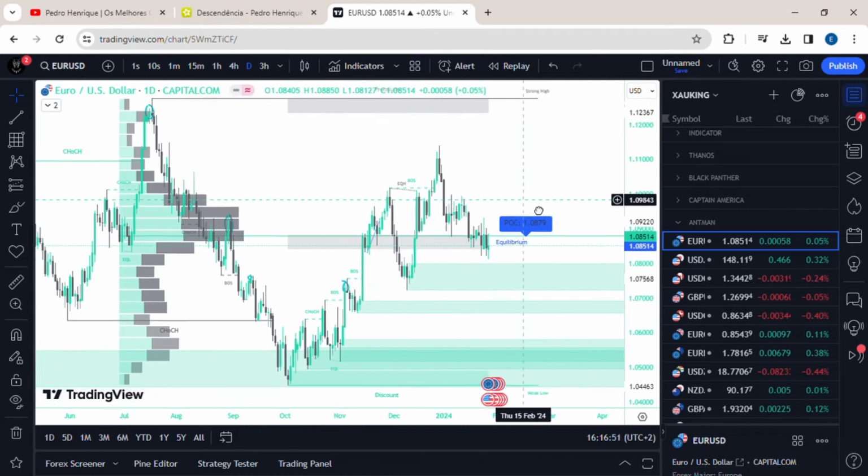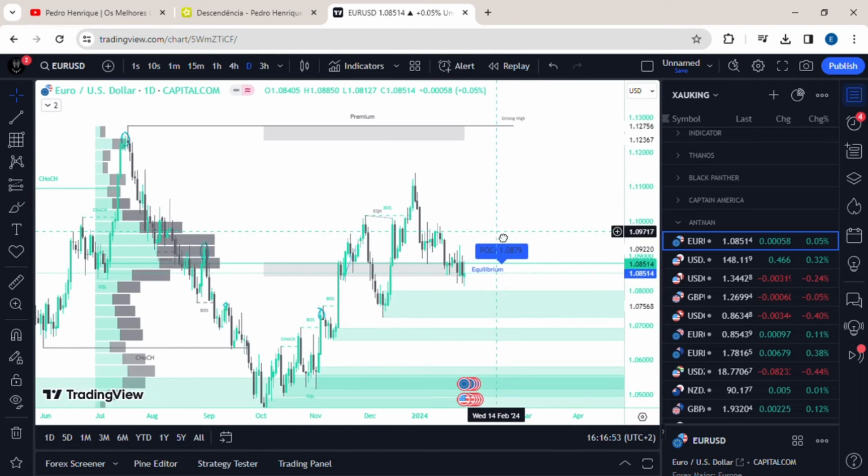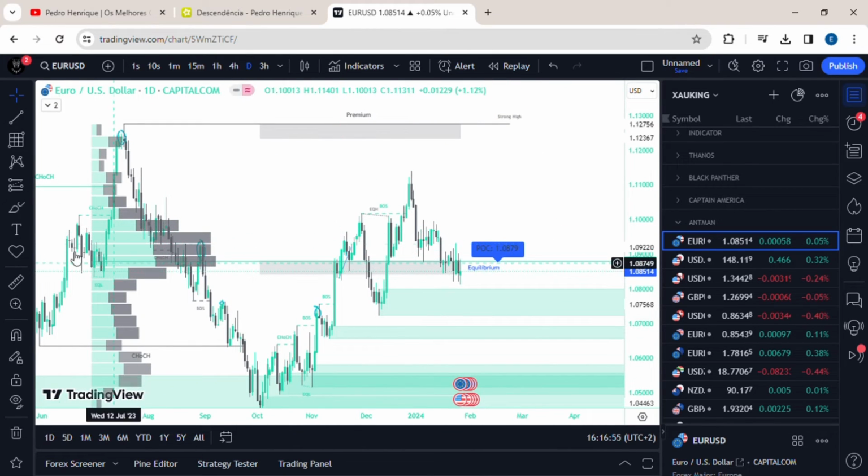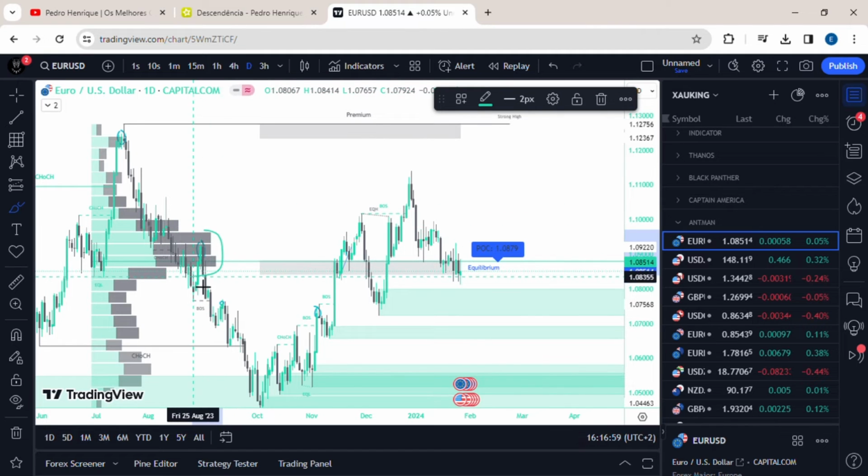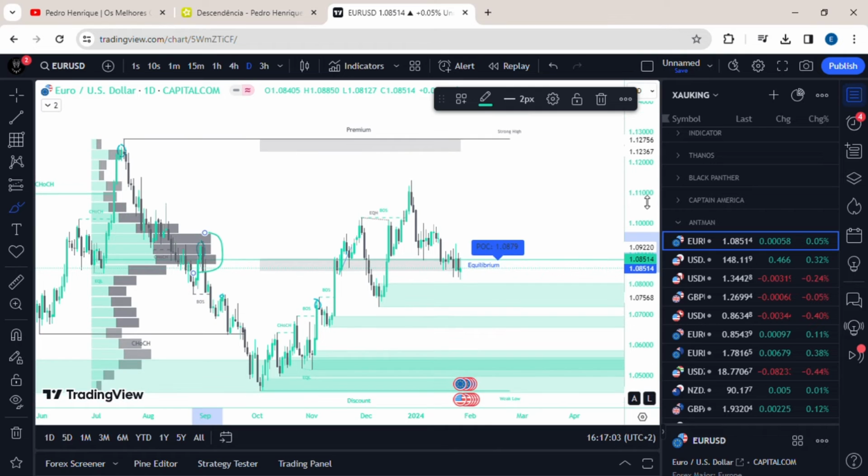I can see that price is at the point of control, and looking at the point of control, we have a lot of volume here. This is one of the most liquid pairs, if not the most liquid pair, in the foreign exchange market. It's the most traded. We can expect a lot of things here.